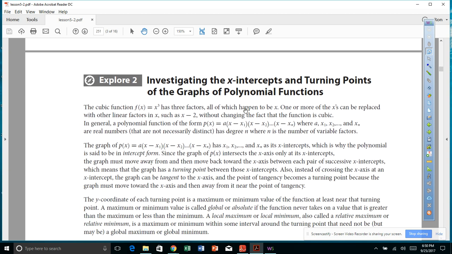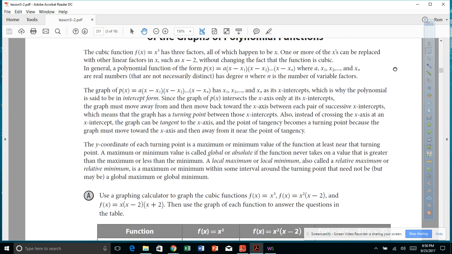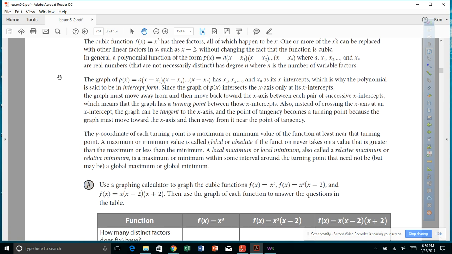Investigating the x-intercepts and turning points of graphs of polynomial functions. The cubic function f of x equals x cubed has 3 factors, all of which happen to be x. One or more of the x's can be replaced with other linear factors in x, such as x minus 2, without changing the fact that the function is cubic.